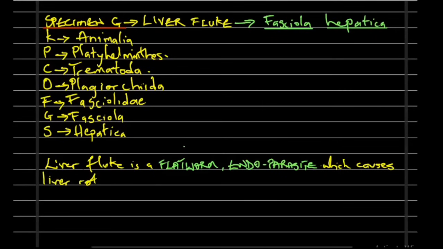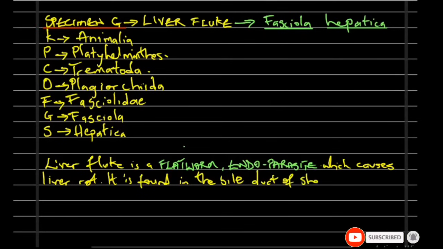You oftentimes find it in the liver. It is found in the bile ducts of sheep, cattle, goats, buffalo, etc. These are the organisms that actually possess this parasite, and man inclusive. Even humans usually have infestation of this particular parasite.